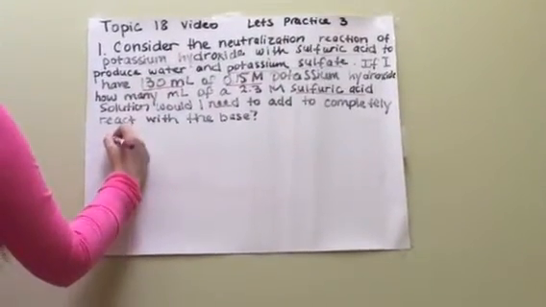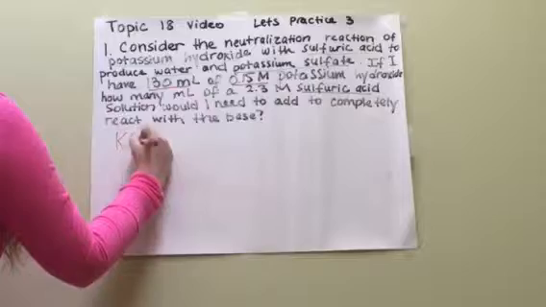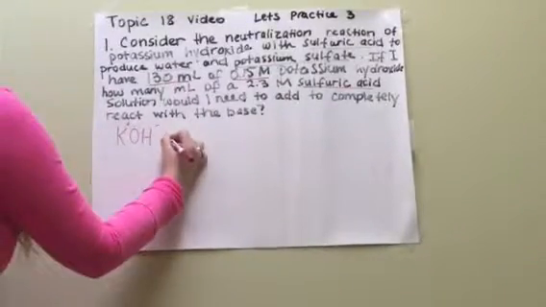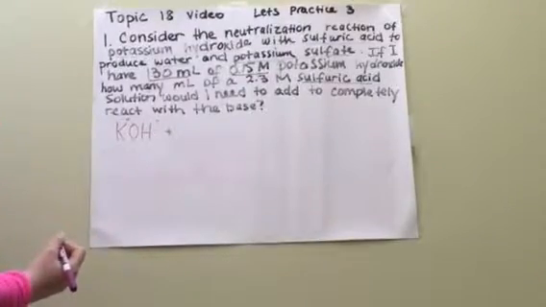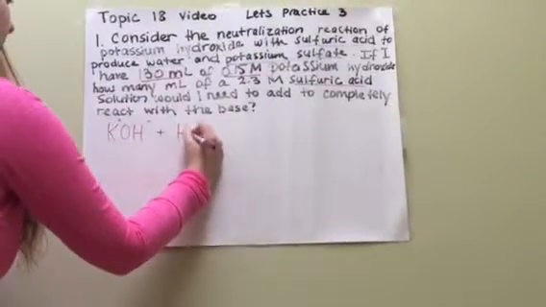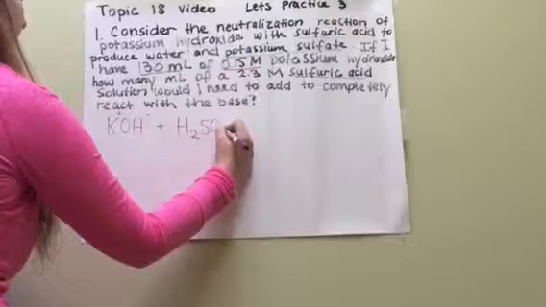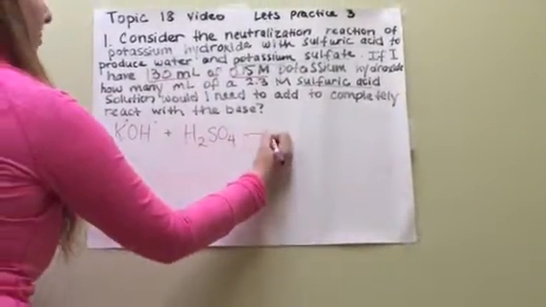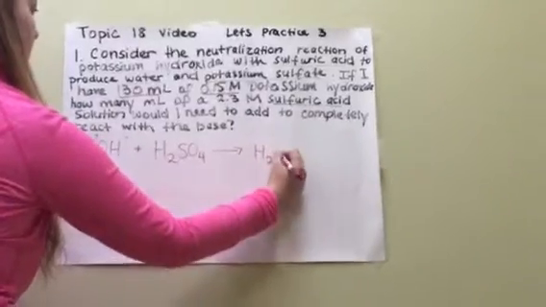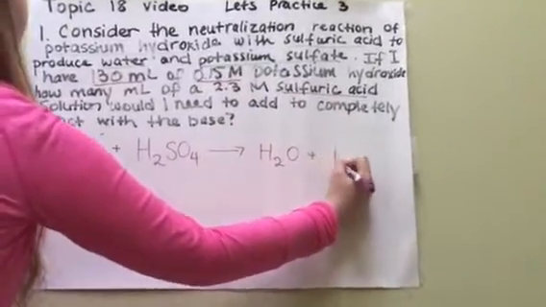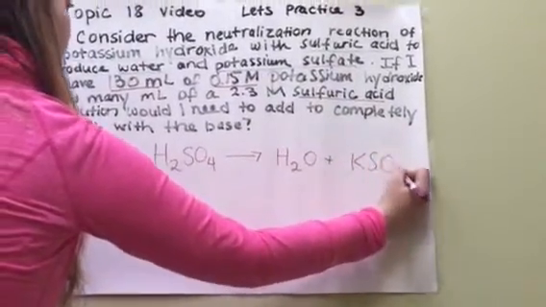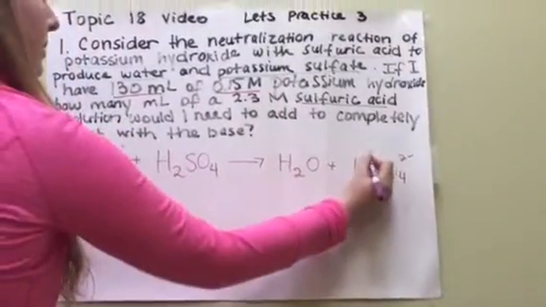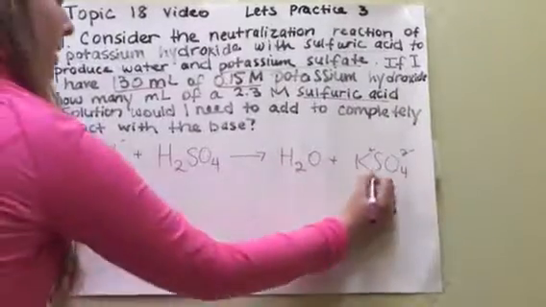So we have potassium hydroxide. These charges cancel out, so those are good. With sulfuric acid, and we produce water and potassium sulfate. Now potassium sulfate has a -2 charge, and potassium has a +1 charge, so we need 2 potassium.